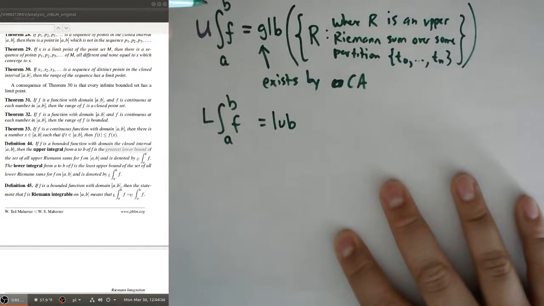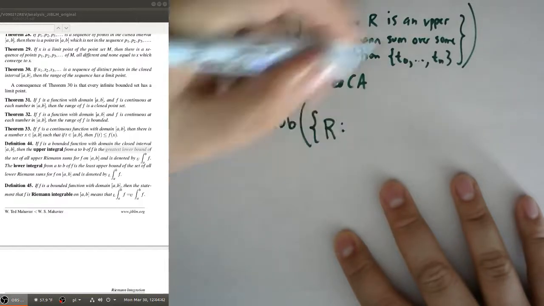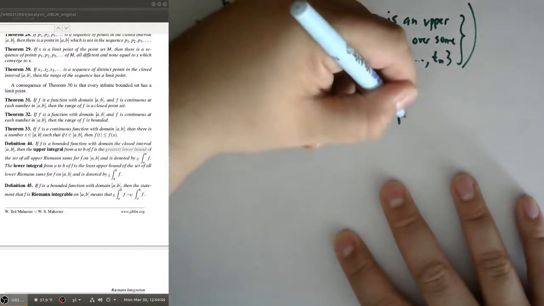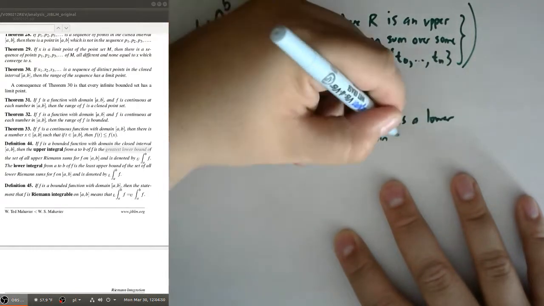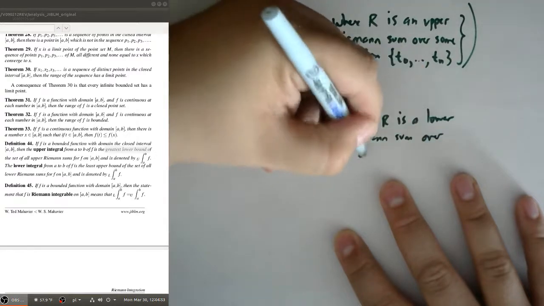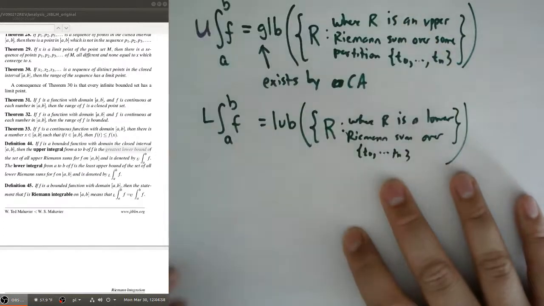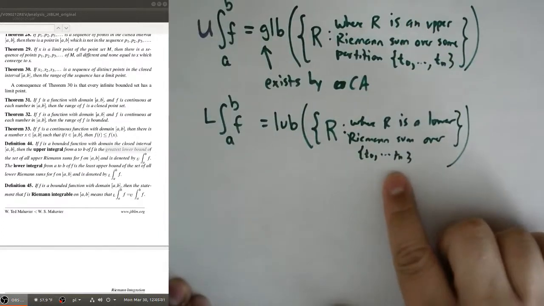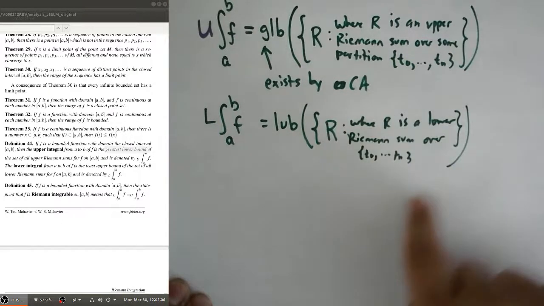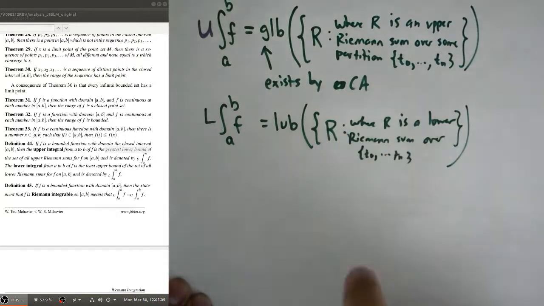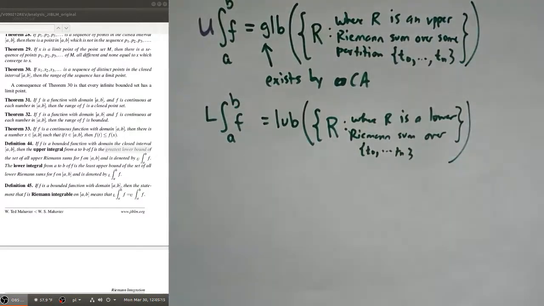Is it the least upper bound? Yeah, it's the least upper bound of the set of R, where R is a lower Riemann sum over the partition T0 through Tn. So they might say in some class that they're supping over all partitions, and what that means is we form the collection of all partitions, then we compute the lower Riemann sum of every single one of them.